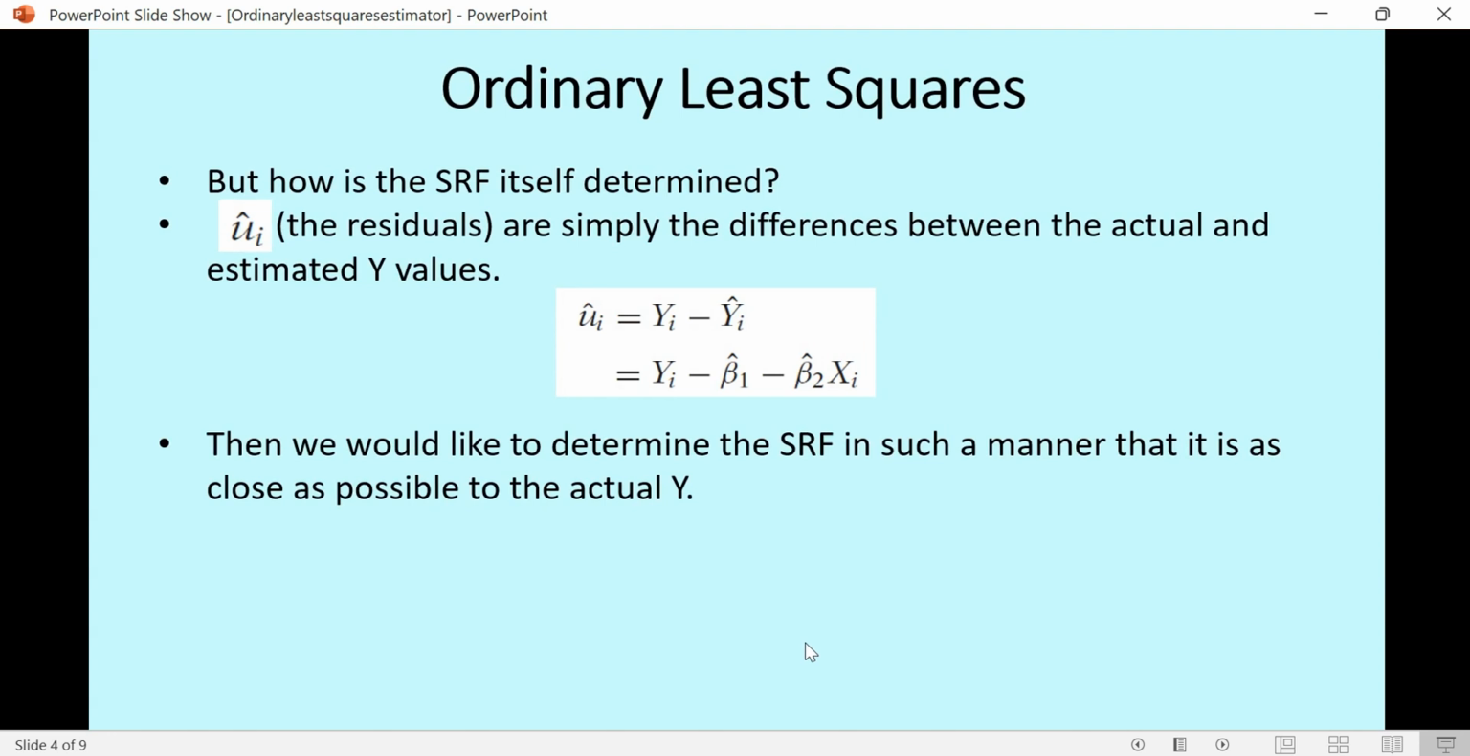Next we have to think about how to estimate the two parameters beta 1 hat and beta 2 hat, and we have to use some criteria. One criterion is called ordinary least squares. What does this mean? The residue is the actual y value we observed from the sample, minus beta 1 hat, minus beta 2 hat times xi.